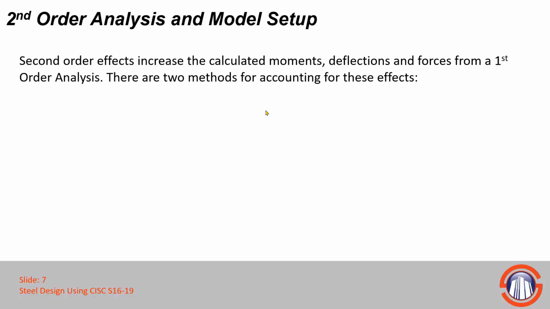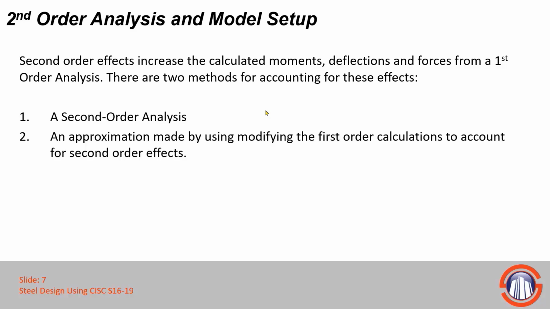And there are two methods for accounting for these types of effects. We could do so with a second-order analysis, a p-delta or nonlinear analysis, for example. Or there's also an approximate method using first-order analysis calculations and results from the analysis and applying magnification factors. We'll be looking at option 1 here.